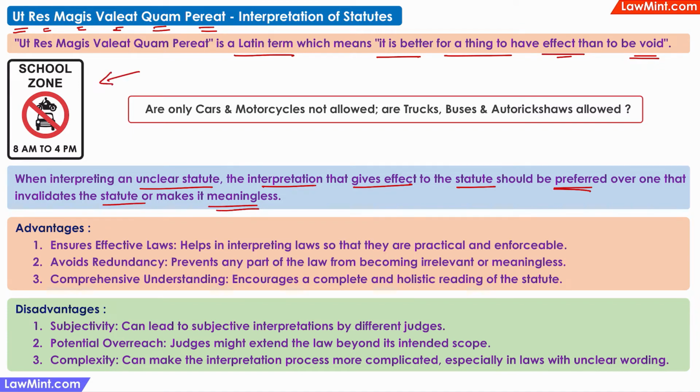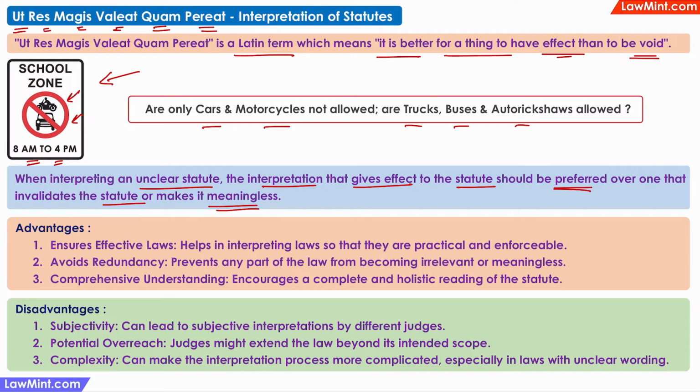For example, if there is a board which shows the pictures of a bike and a car and mentions that they are banned in a school zone between 8 am to 4 pm, does it mean that only cars and bikes are not allowed, but buses, trucks, autos, tractors and other vehicles are allowed?